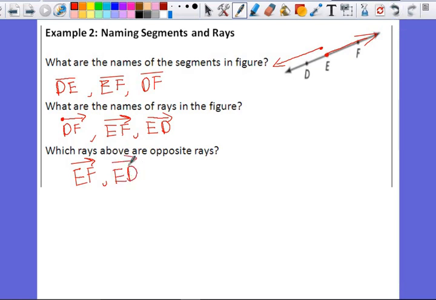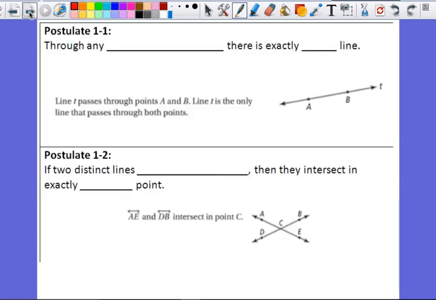All right. Next up, we have: through any two points, there is exactly one line. So no matter where I put two points, you can only draw one line every single time.